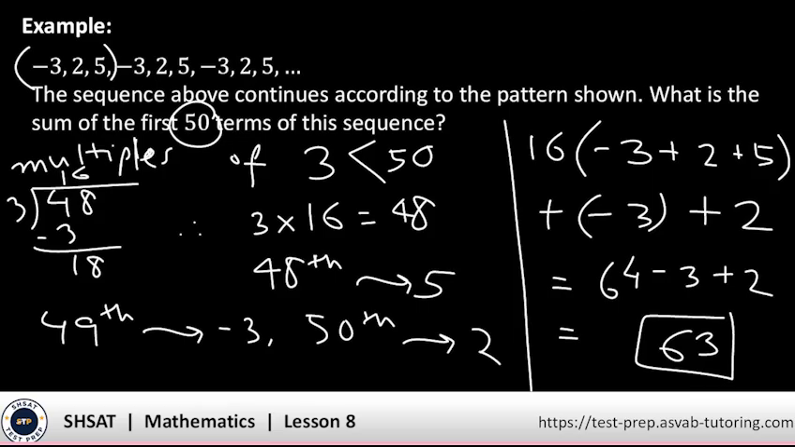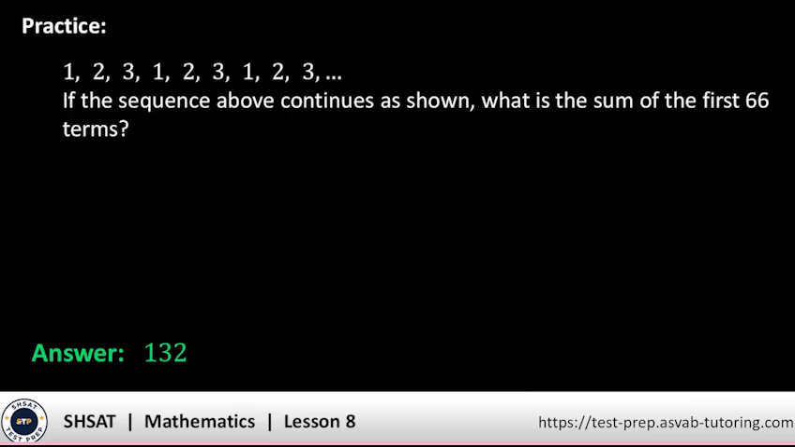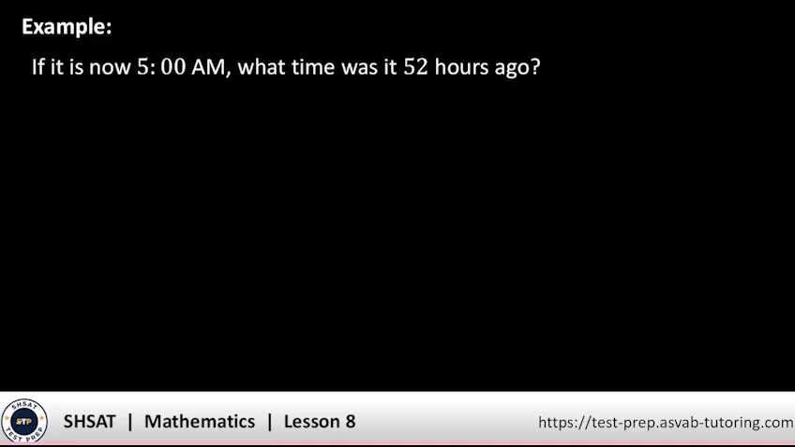Okay? Let's look at the next question. We have another practice question here. As you can see, once again, this is a repeating unit of 1, 2, 3. So I hope that you do get the answer correctly, which is 132, as you can see here. Okay. If it is now 5 a.m., what time was it 52 hours ago?